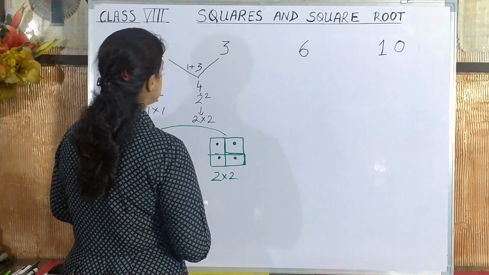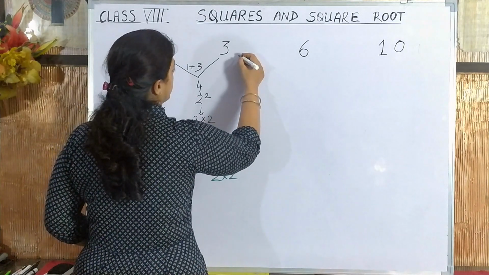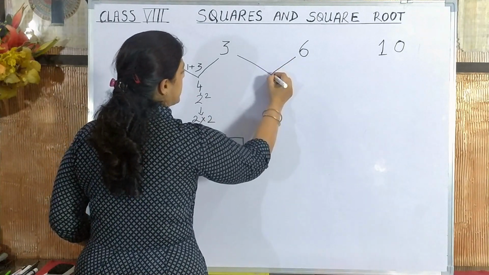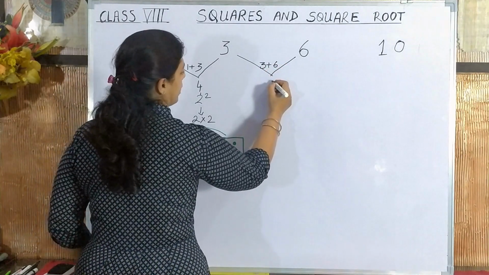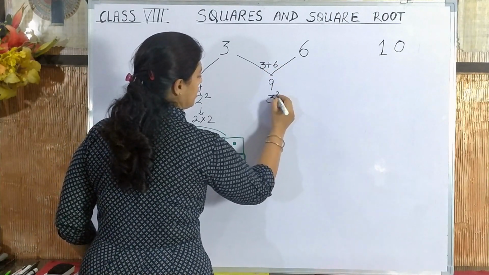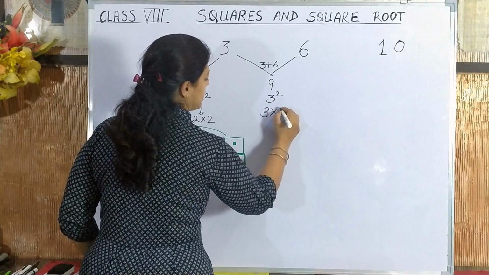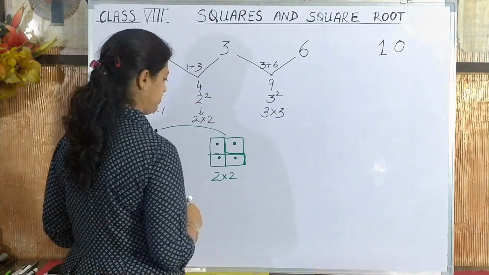Now if I take the sum of the next 2 consecutive triangular numbers, that is 3 plus 6, 3 plus 6 gives me 9, which is 3 square, or 3 multiplied by itself 2 times.